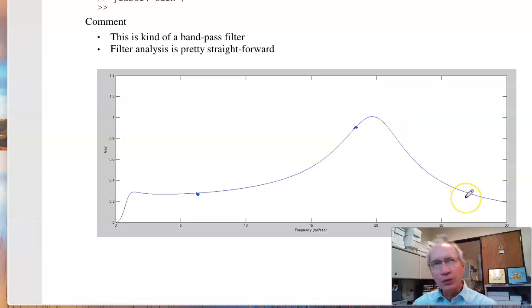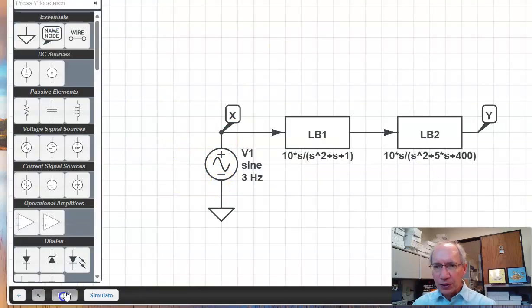And if we go over to 4 Hertz, that's right about here, gain ought to be right around 0.4. So go over to 4 Hertz.